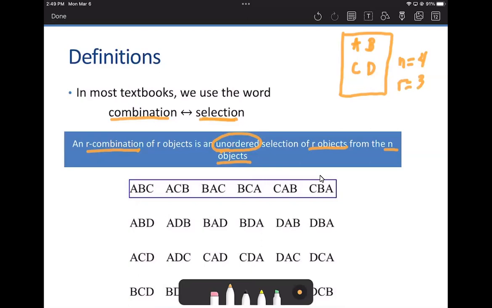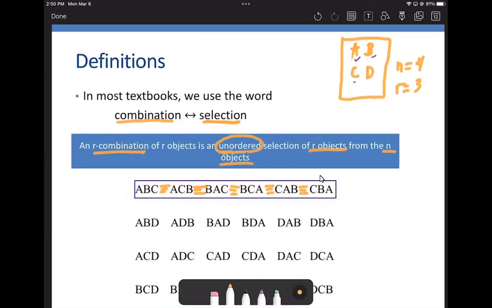So in other words, if we select ABC, this will be equivalent to ACB, BAC, BCA, CAB, or CBA. We are just concerned with selecting these letters. We are not concerned with which letter comes first, whether it is A, B, or C. We are just concerned with the selection. So again, we deal with the unordered selection of r objects from the n objects. Do you get that?